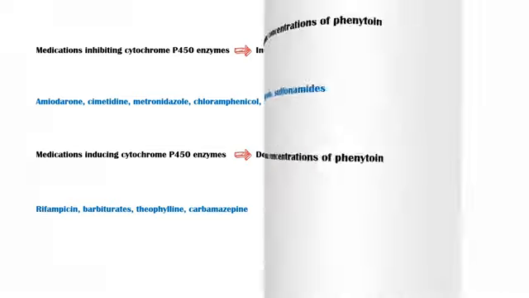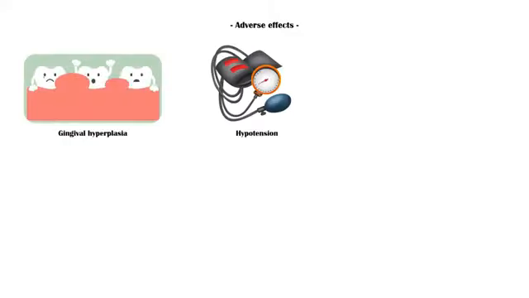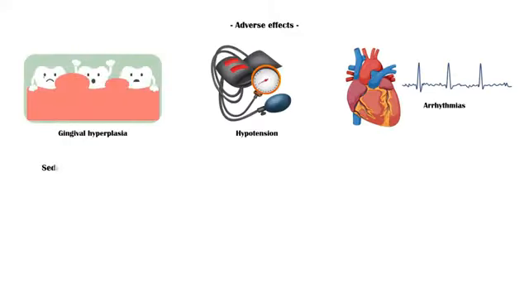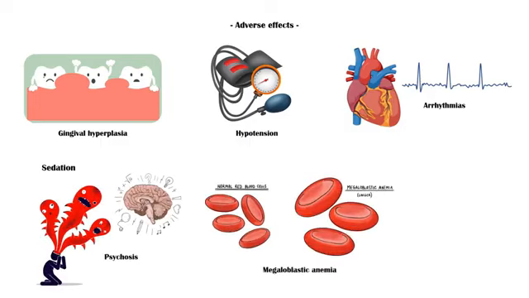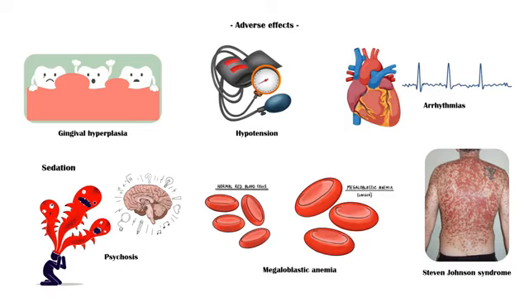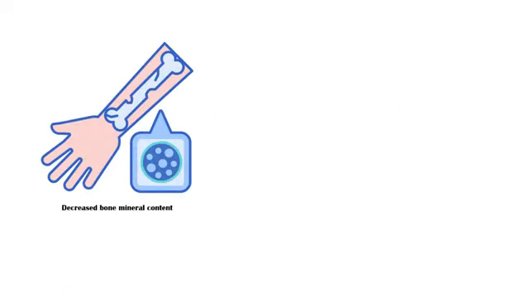Major adverse effects of phenytoin include the following: gingival hyperplasia, hypotension, arrhythmias, sedation, psychosis, megaloblastic anemia, Stevens-Johnson syndrome, decreased bone mineral content with long-term use, and immunoglobulin A deficiency.